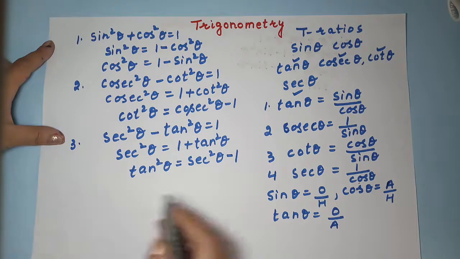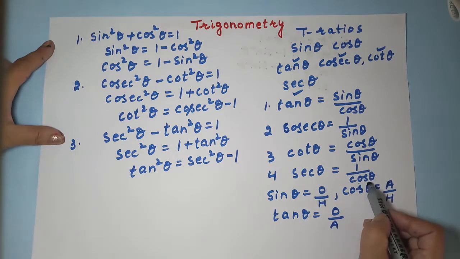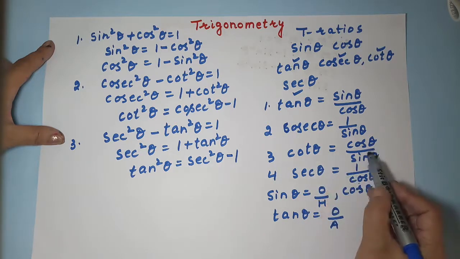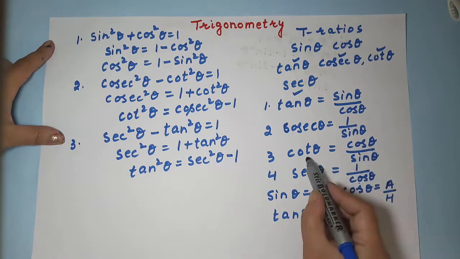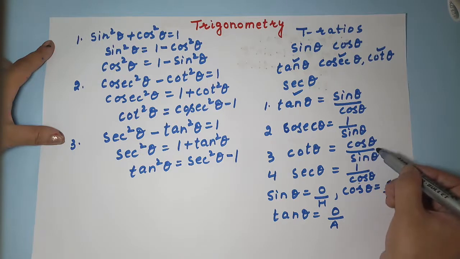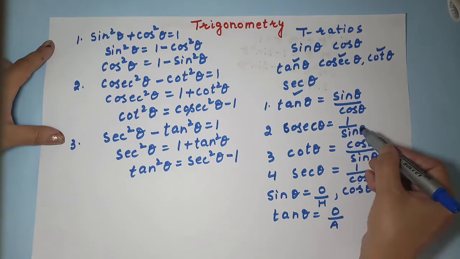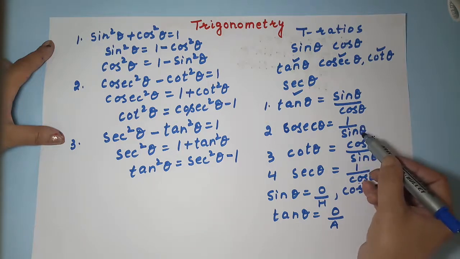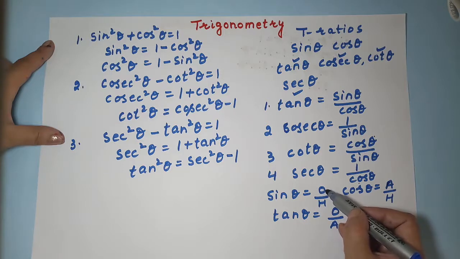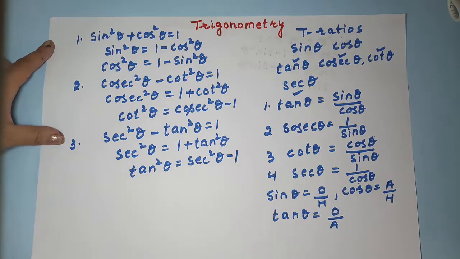Why? Because we know that sec theta is the reciprocal of cos theta. So if cos theta is adjacent upon hypotenuse, sec theta will be hypotenuse upon adjacent, right? If cot theta is cos theta by sin theta, that is, it is reciprocal of tan theta, and tan theta is opposite upon adjacent. Cot theta can be written as adjacent upon opposite. Cosec theta is the reciprocal of sin theta, so you can write cosec theta as hypotenuse upon opposite side, right? Okay.